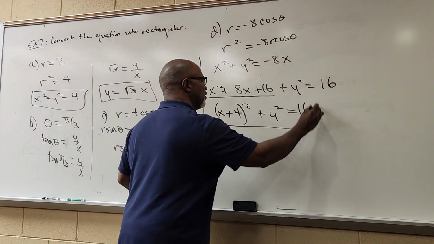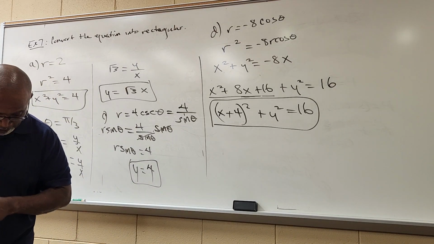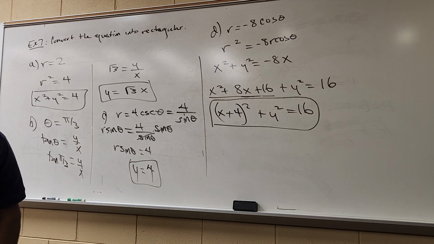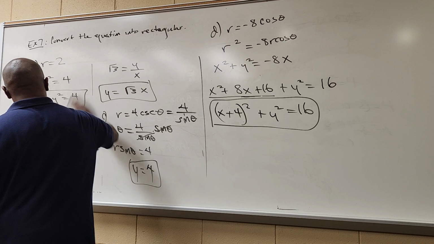Well, at this point, we're done because we have the equation in rectangular form. So there's my corresponding rectangular equation. All right, so that's 7.1. We're done with 7.1. We're in 7.2 now.